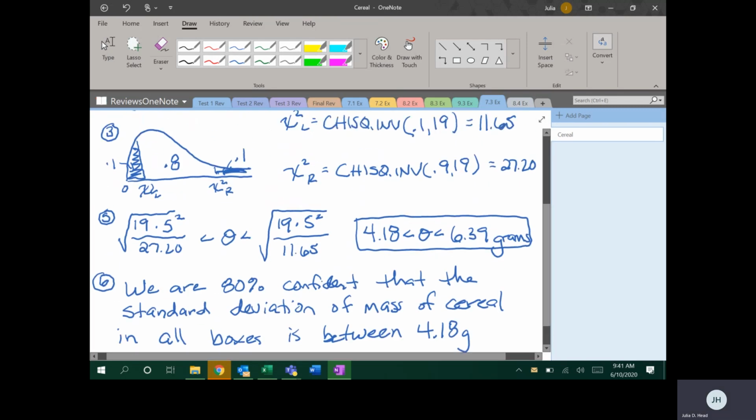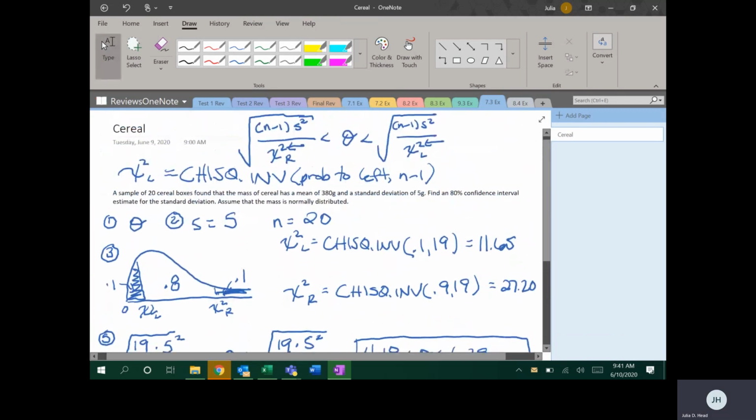I don't plan on working an example of variance, but it's exactly the same. All you do is ditch the big square root in the formula.